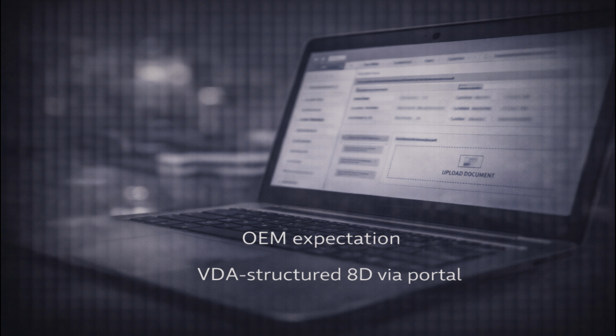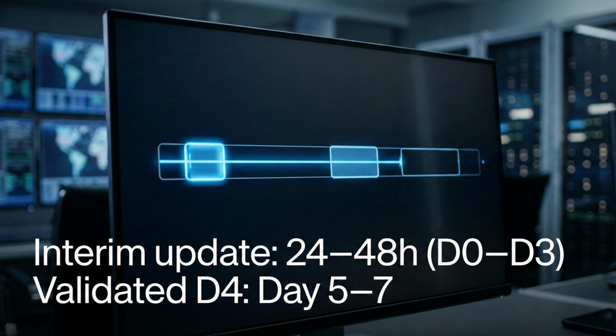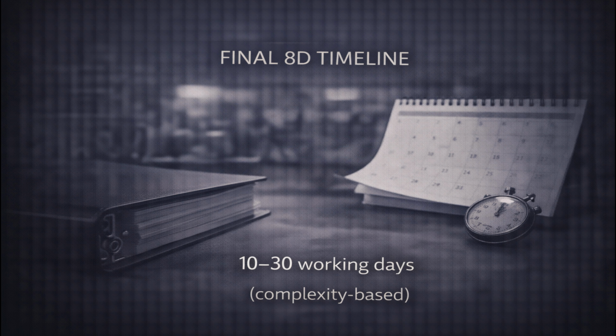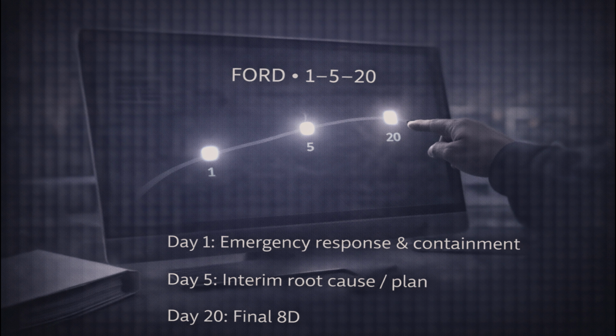Most OEMs want a VDA structured 8D submitted through their supplier portal. Timelines typically look like this: an interim update within 24 to 48 hours covering D0 through D3, then validated root cause analysis, D4, shared around day 5 to 7, and a final 8D within 10 to 30 working days, depending on complexity.